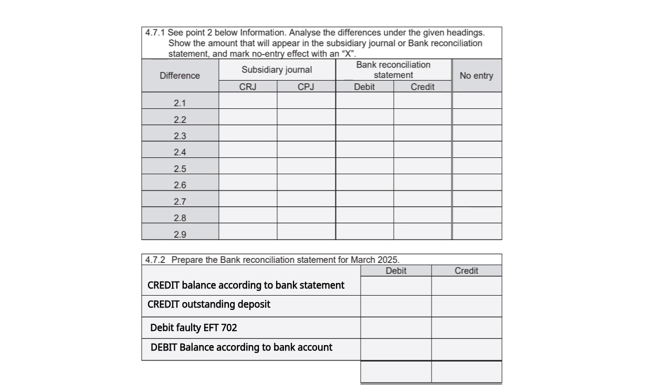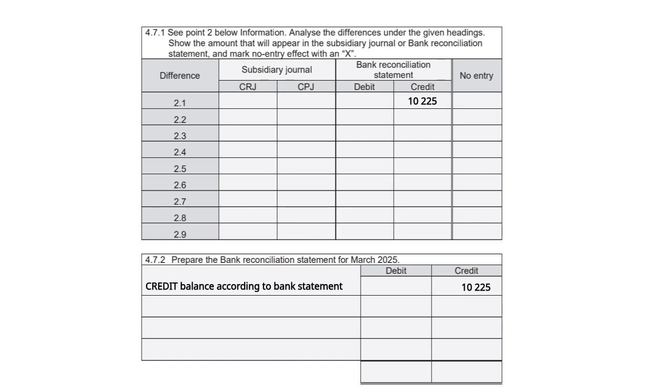So the first entry that we need to record is adjustment 2.1. It said the bank statement shows a favorable balance of 10,225 on 31 March. We know that a favorable bank balance will be on the credit side of our bank recon statement. So 10,225 will be on the credit column. And then let's also enter that into our bank reconciliation statement. So credit balance according to bank statement is what you will write, and it is 10,225.